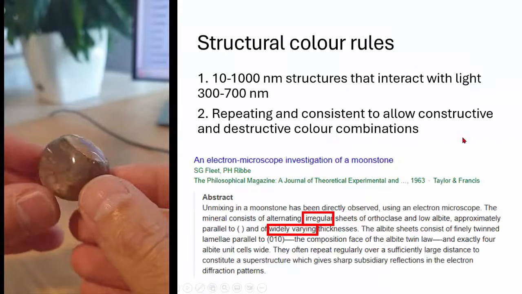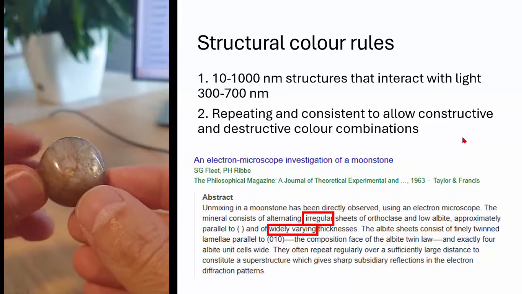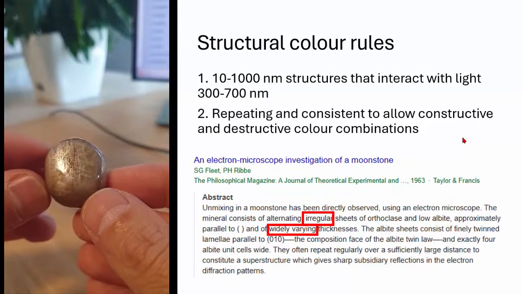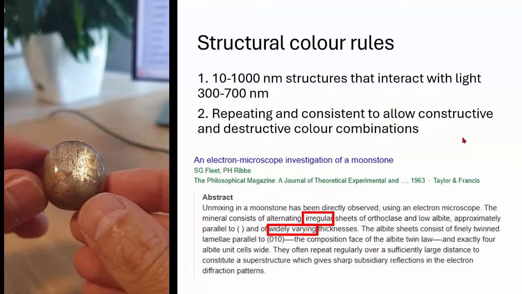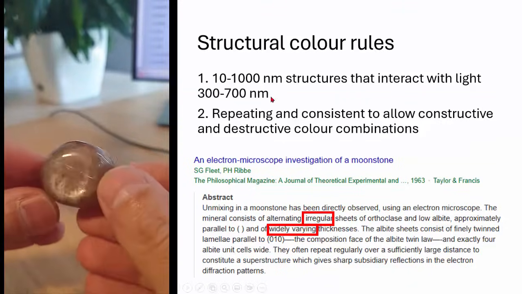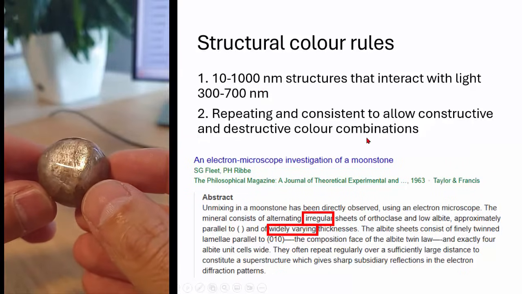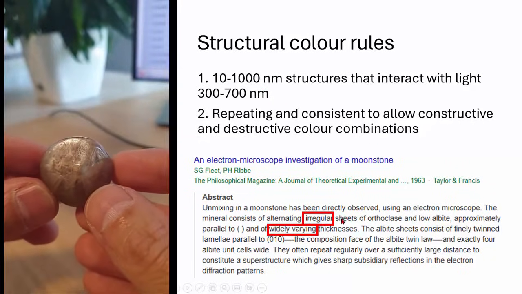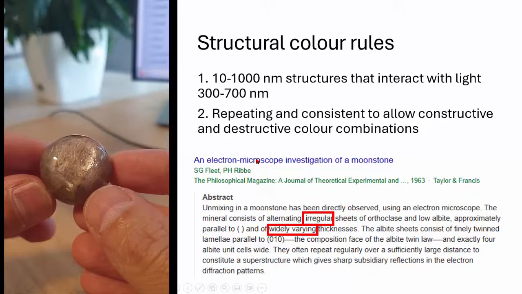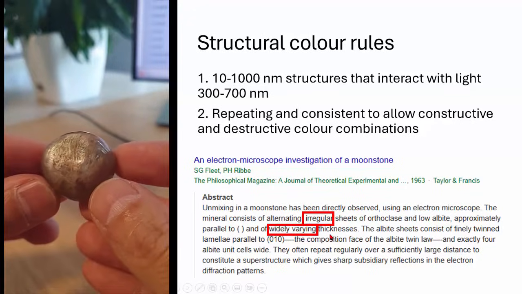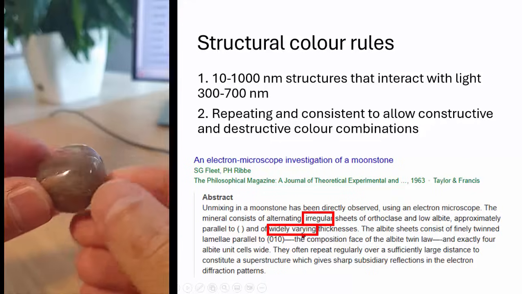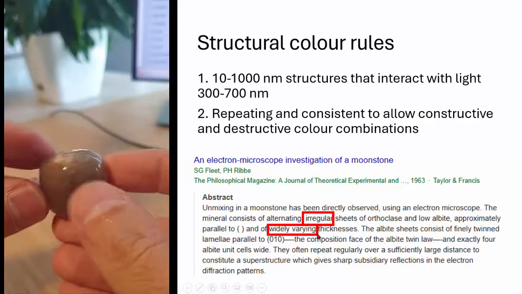And so the structural color rules that I sort of made up. Sorry, I'm just trying to get my head around things. It's got to be structures that are small enough to interact with light, and they have to be repeating and consistent. So what I found, with a bit of searching, because the sites don't really seem to want to get into the physics and chemistry of it, is they're irregular and they're fairly thick.